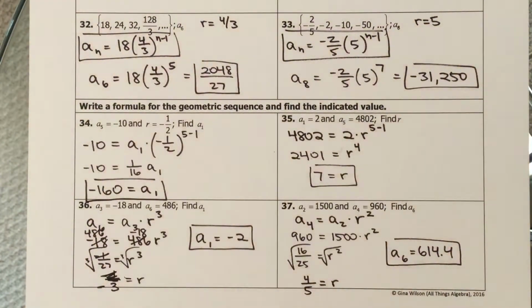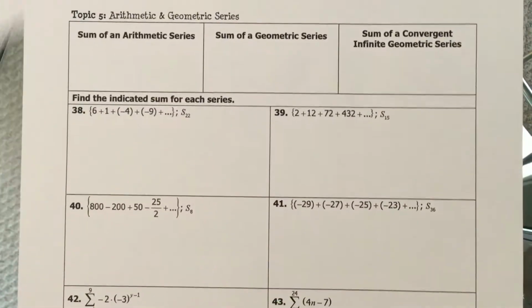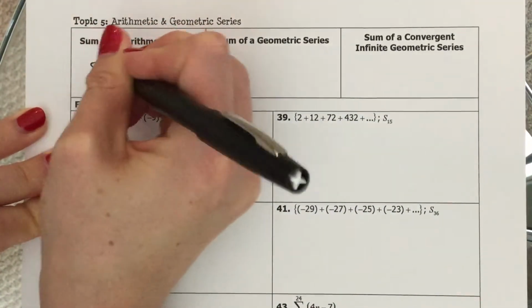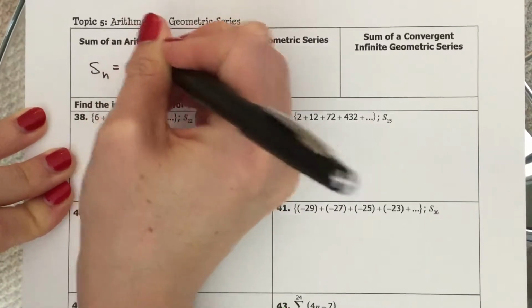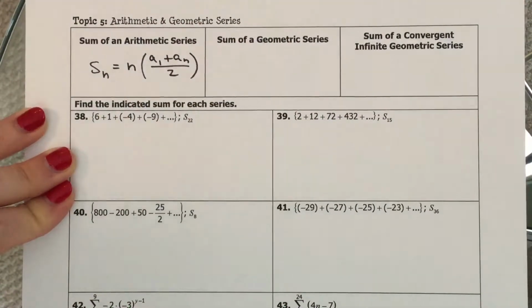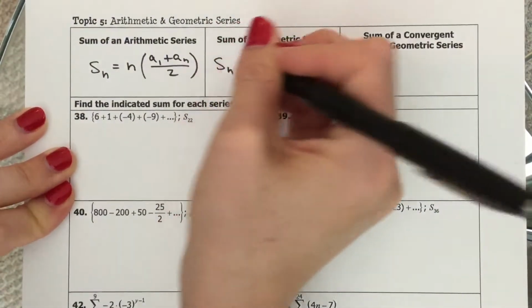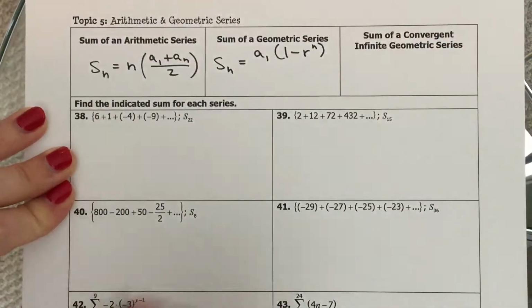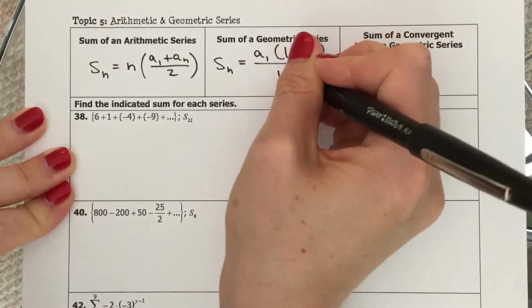Okay, next topic 5, arithmetic and geometric series. So for these ones, we've got formulas that we're going to write across the top here for the sum of a series up to a certain number. So S sub n, we've got n, and then the first term plus the last term divided by 2. The sum of a geometric series, we've got the first term, 1 minus the common ratio to the nth power, and then divided by 1 minus r.